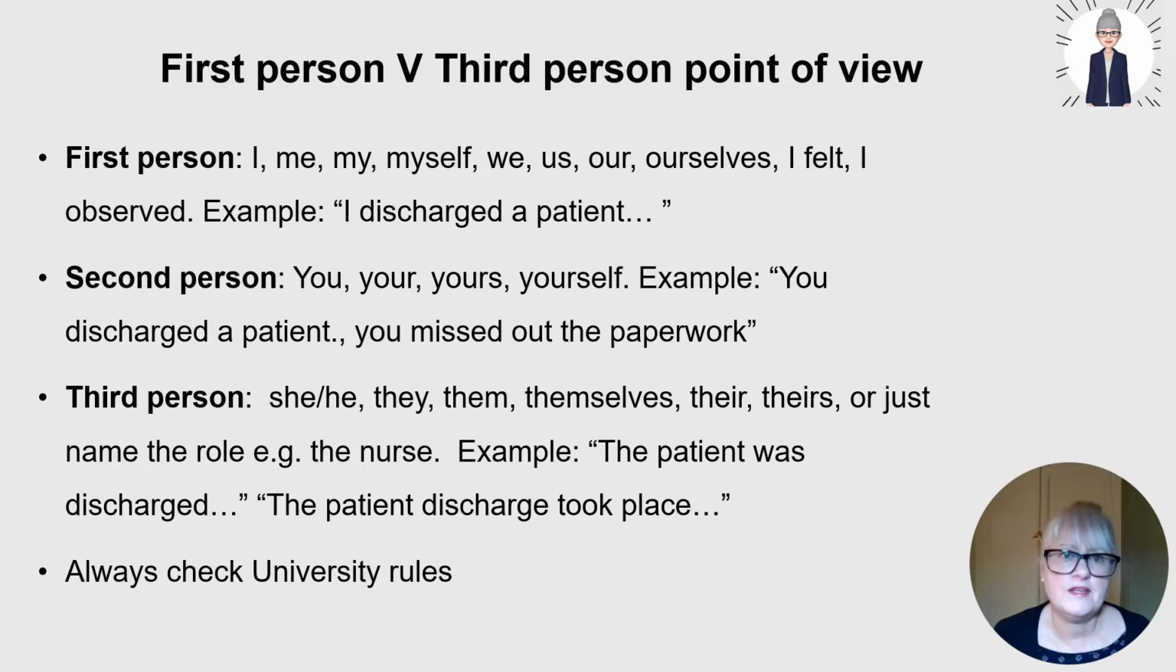Third person is written as an outsider looking in, and it allows for what's called narrative distance. So you may use words such as she, he, they, them, themselves, their, theirs, or just name the role, the doctor, patient, physio, for example. So an example would be the patient was discharged. Rather than saying I discharged a patient, you'd be saying the patient was discharged, or the patient discharge took place or occurred with a lack of preparation, for example.